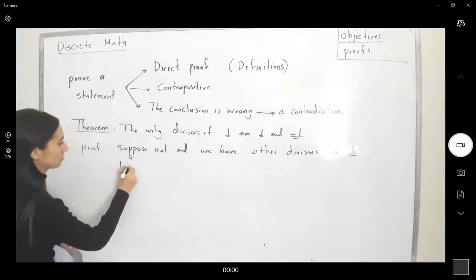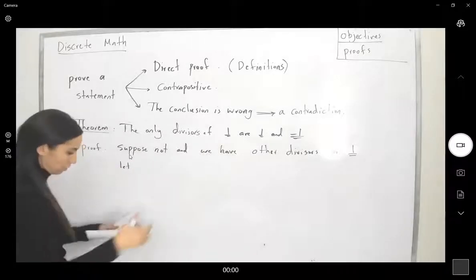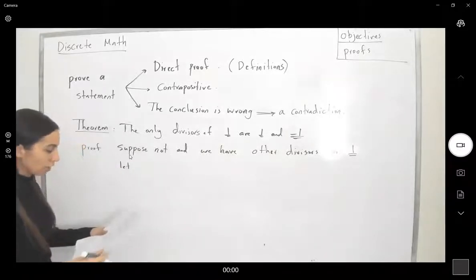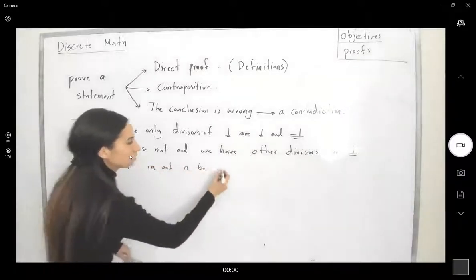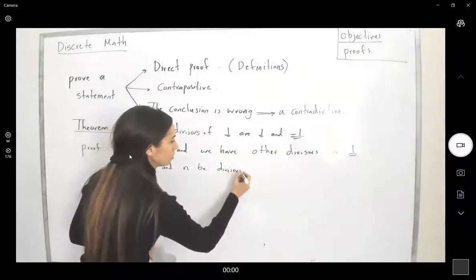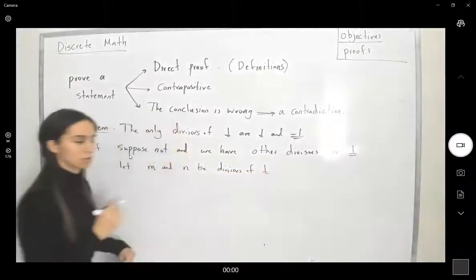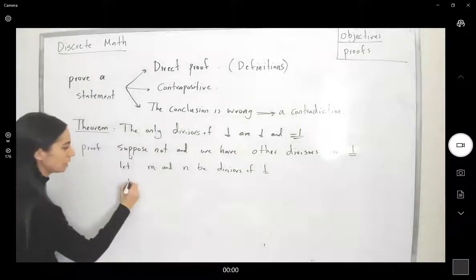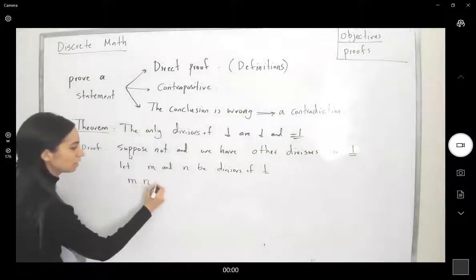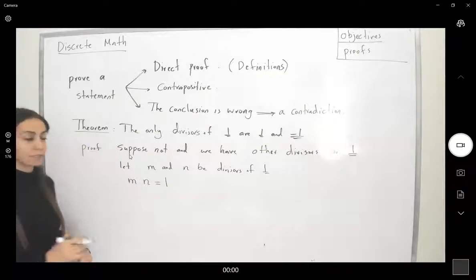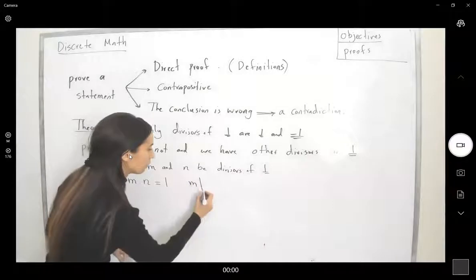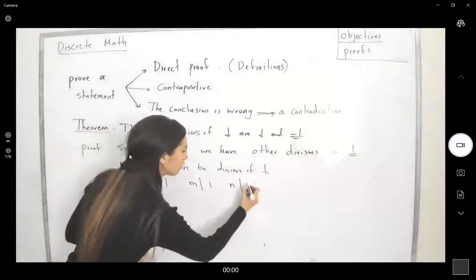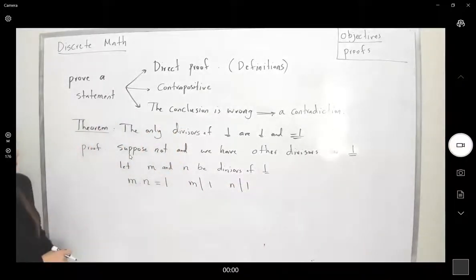Let me see what I used here. Let m and n be divisors of 1. So what's the meaning of that? It means that m times n is equal to 1, and at the same time, since these two are divisors of 1, m divides 1, n also divides 1. Okay, perfect. So what do we have in this case?